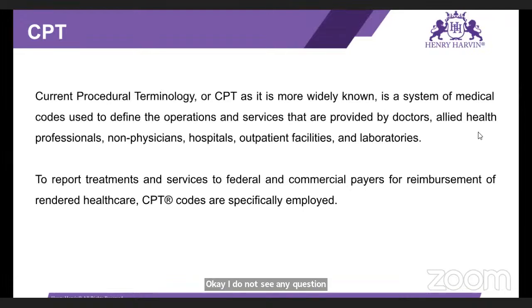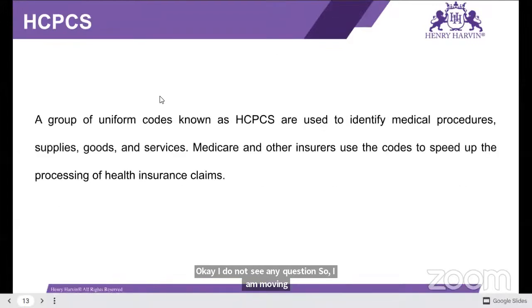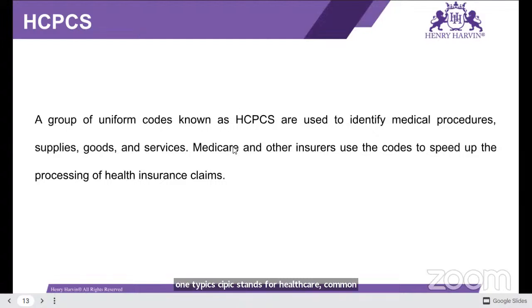So the last book is the HCPCS book. HCPCS stands for Healthcare Common Procedure Coding System. So in this book, what kind of codes will be available? All the procedure codes which are not available in CPT and a few additional procedures. It is not like every procedure which is not available in CPT, you can get in HCPCS. Not like that. A few procedure codes you will be getting, and some supplies, goods, services, and most importantly, equipment codes will be available in the HCPCS book.